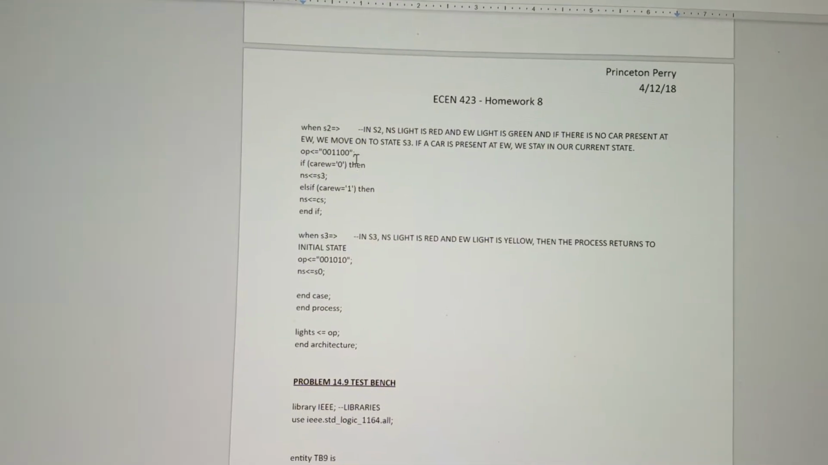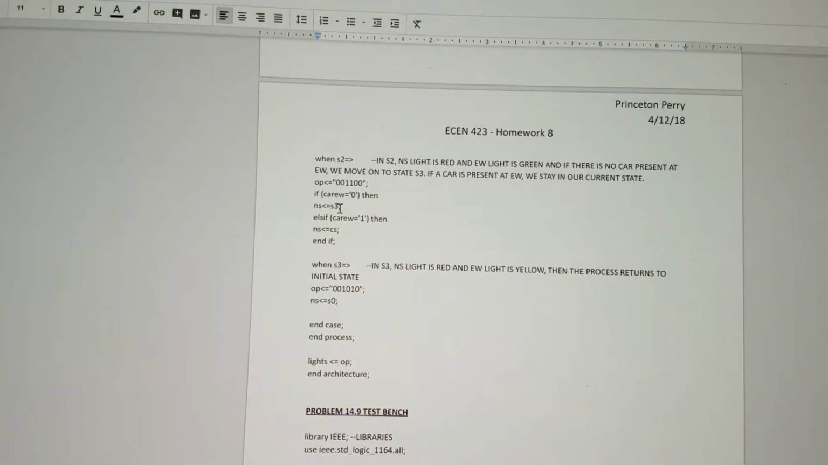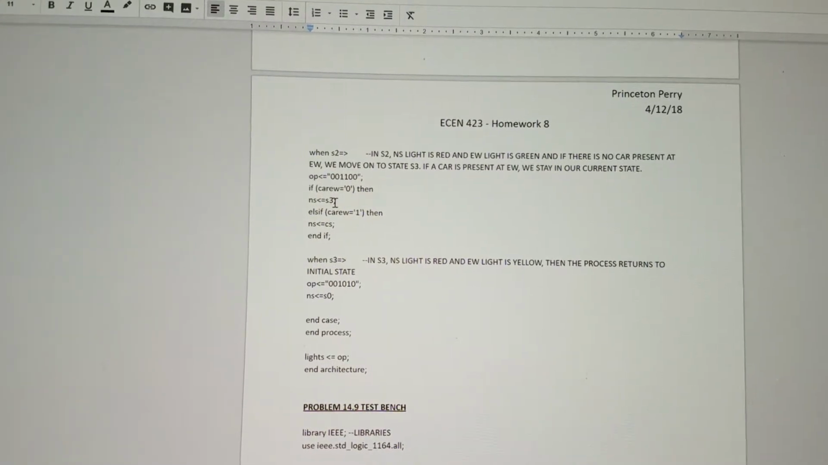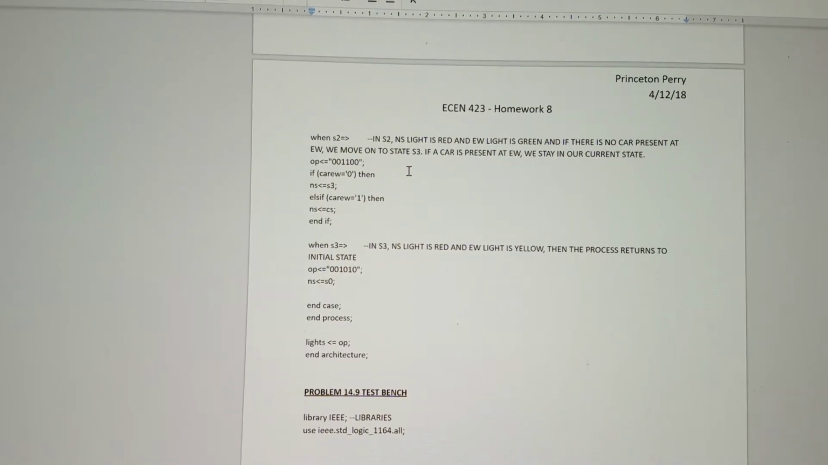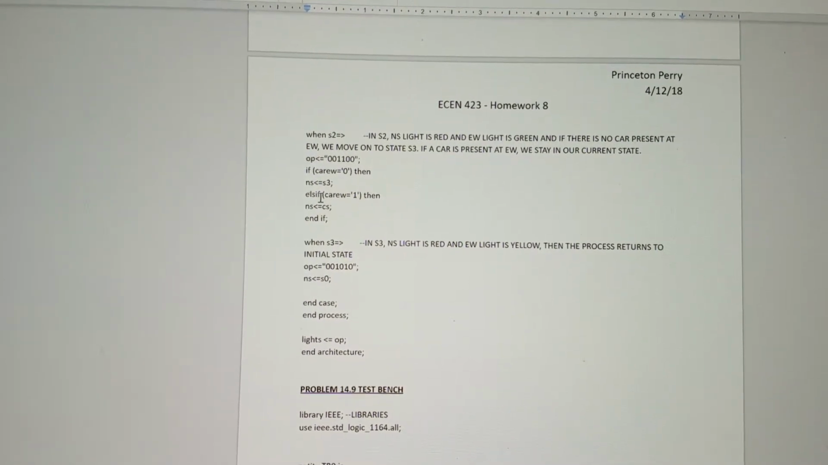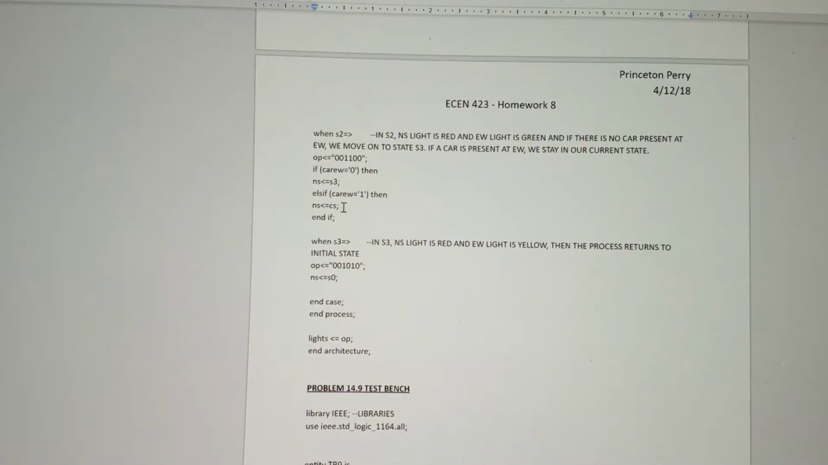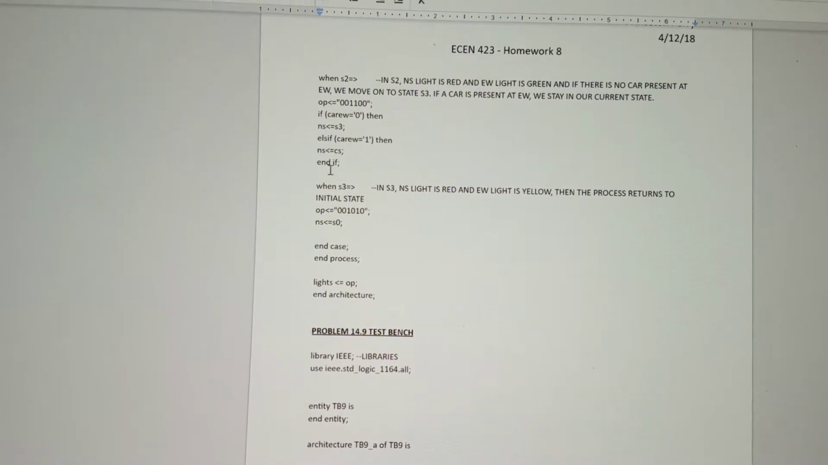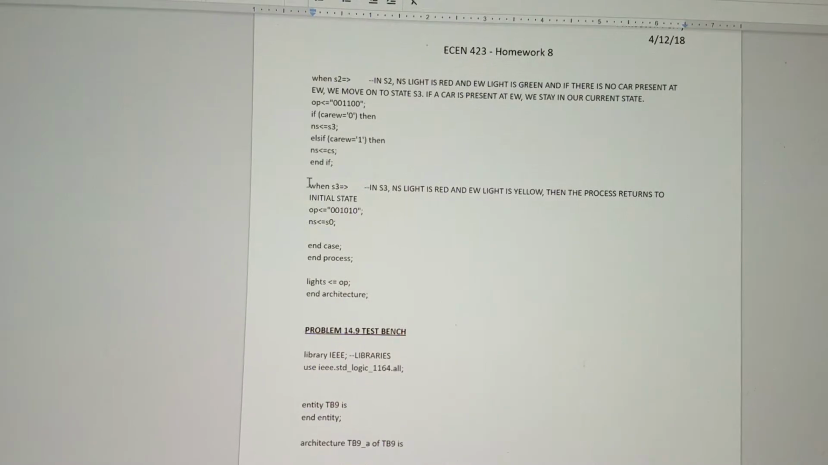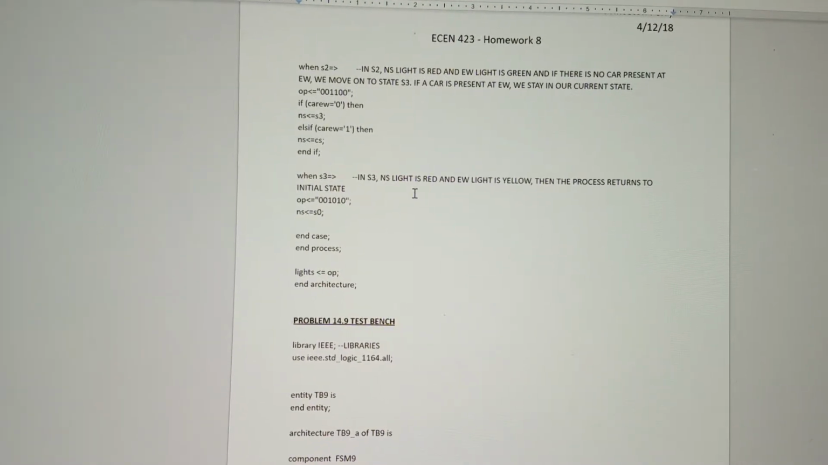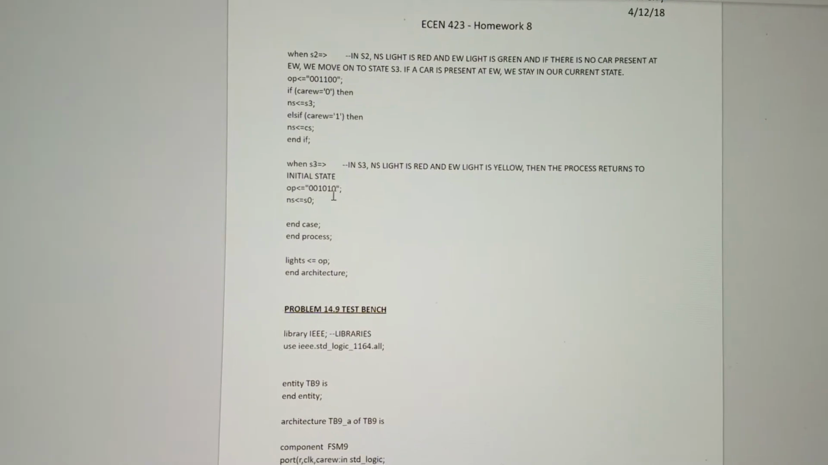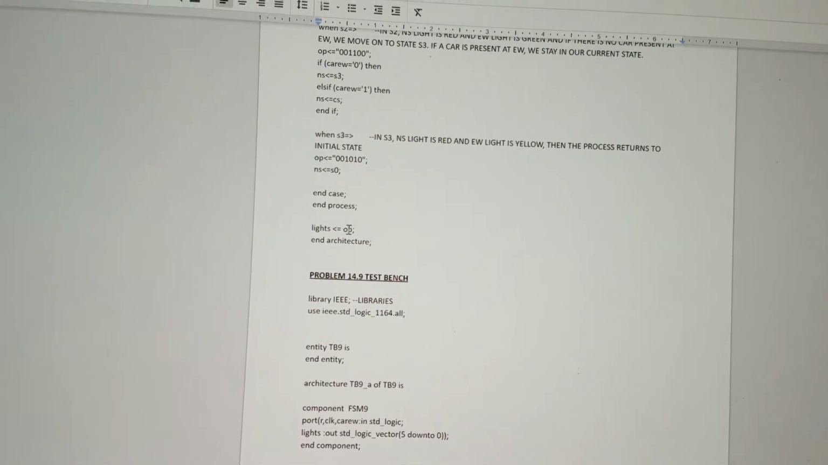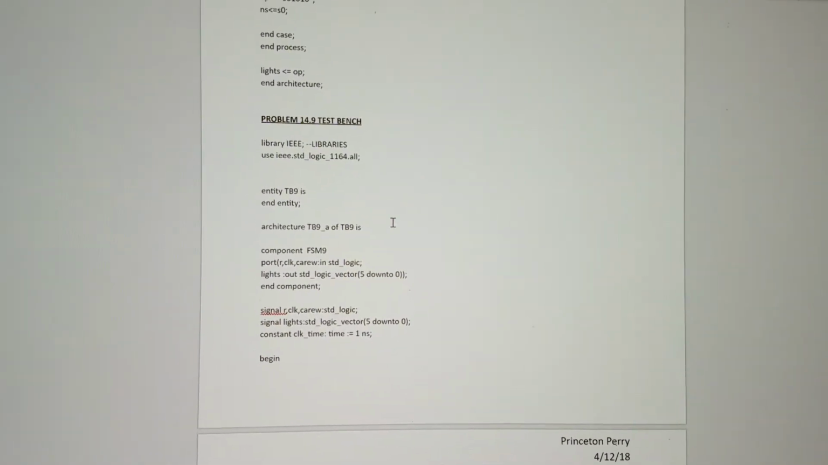Then in state 2, our north-south light is red and our east-west light is green. If a car is present at east-west, we stay in the current state. If there is no car present at east-west, we move on to state 3. In state 3, the north-south light is red and the east-west light is yellow, then it proceeds to return to our initial state.